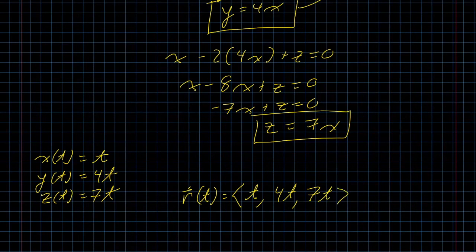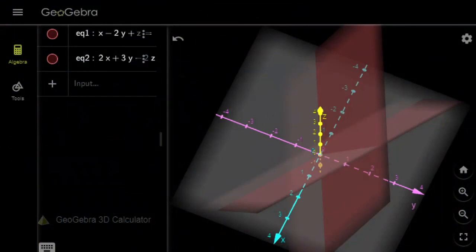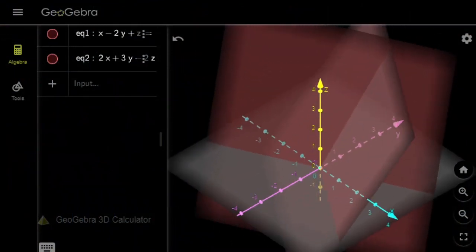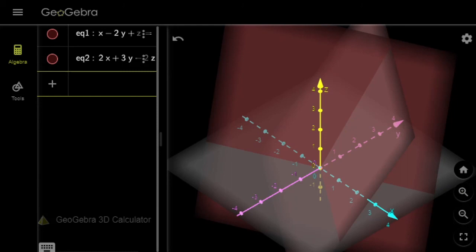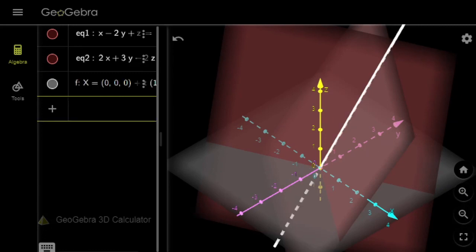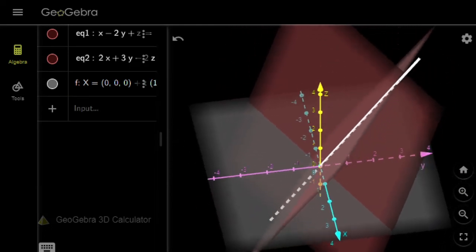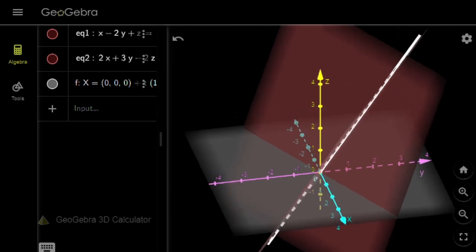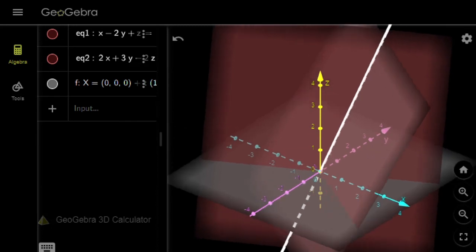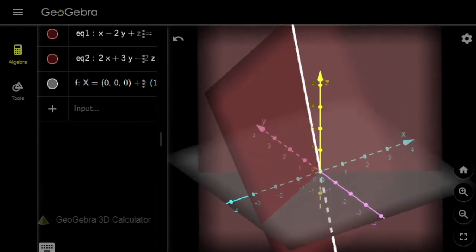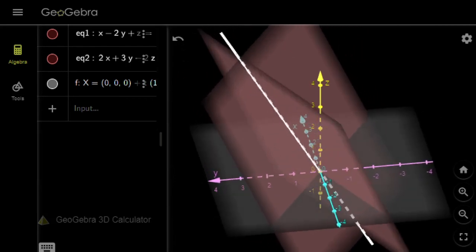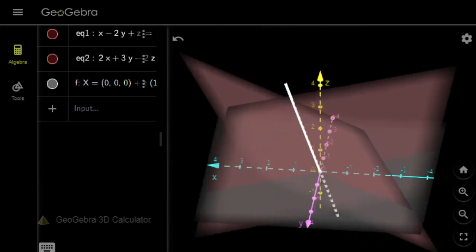And let's jump back over to GeoGebra, where we have our two planes still graphed here. And let's go ahead and put in our system. The x component was t, the y component was 4t, the z component was not 8, 7t. And if I hit enter there and graph this thing and move the graph around a bit, we can double check to verify that yes, in fact, this particular graph of this particular line falls right along that seam where the two planes intersect each other.